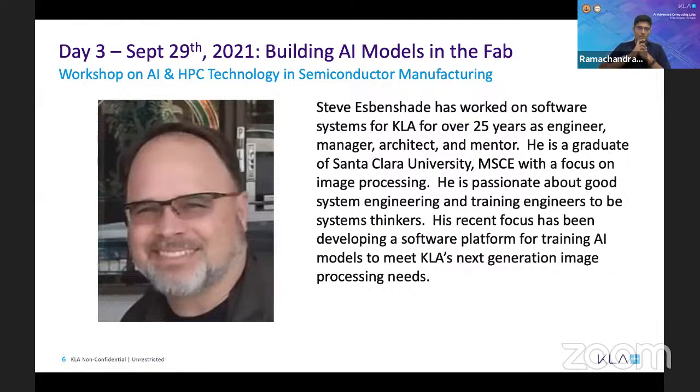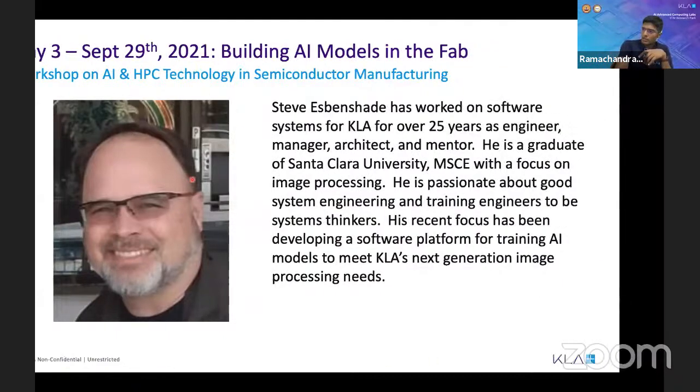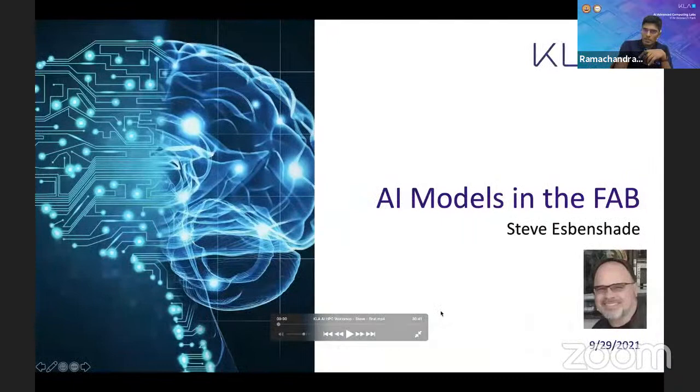Steve has worked on software systems at KLA for over 25 years as an engineer, manager, architect, and mentor. He's a graduate of Santa Clara University with a focus on image processing. He's passionate about good systems engineering and training engineers to be good system thinkers. His recent focus has been developing a software platform for training AI models to help meet KLA's next generation image processing needs. With that, let's hear what Steve has to say about building AI models in the fab.